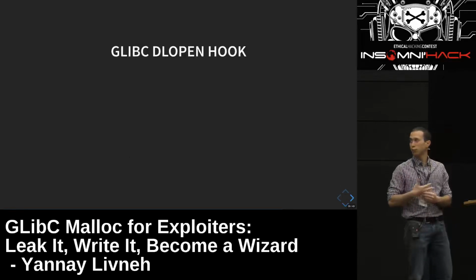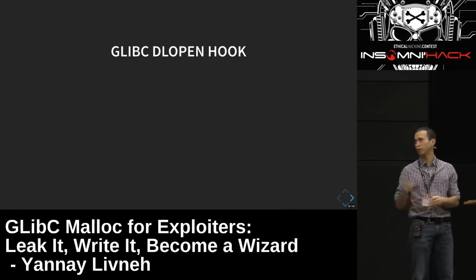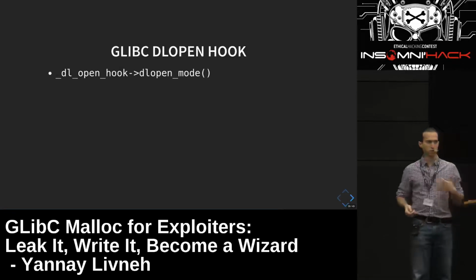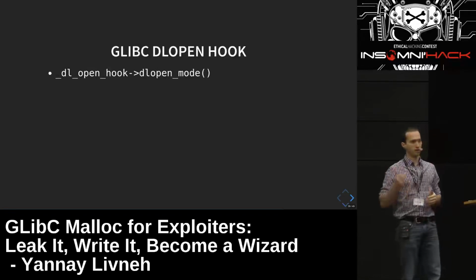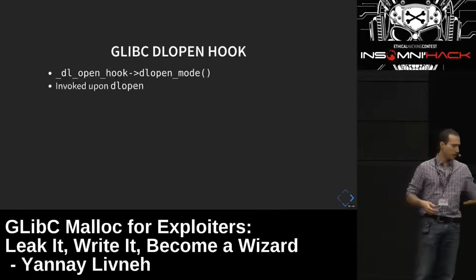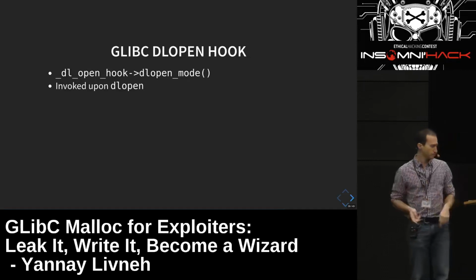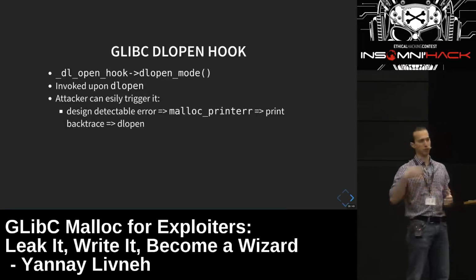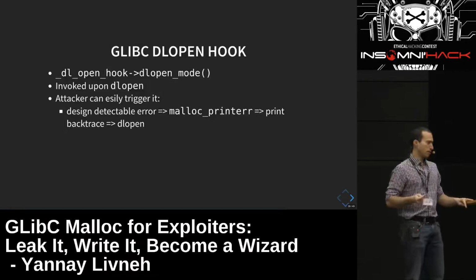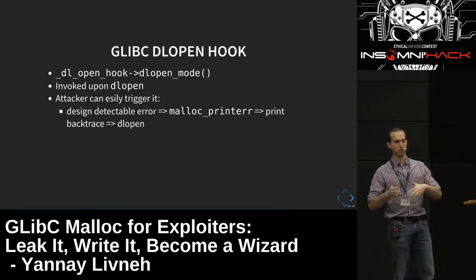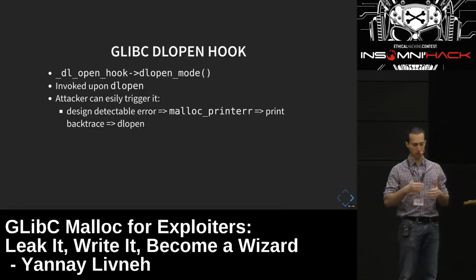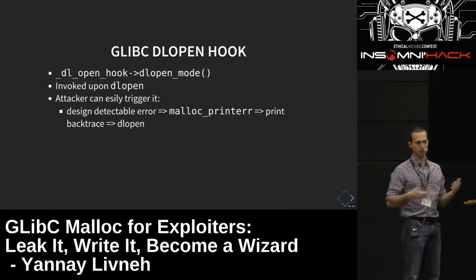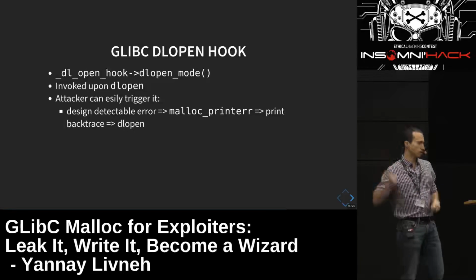The next one is the one I really like. I think I've never seen it except in one of my exploits and in Mac from Dragon Sector's exploit. It's the DL open hook. There is another global variable called DL open, which points to a table of functions, specifically the DL open mode. It's called whenever you're doing DL open, whenever you open an external library. An attacker can very easily trigger it because it happens when there is a detectable error. If you remember the malloc print error function, at some point it tries to print a backtrace, and to print a backtrace, it's using a function in a different library, and they're actually doing DL open. The GLibC does DL open to get this function. So you trigger a detectable error by writing some stuff and making some inconsistencies, and it will just do DL open and use the DL open hook.